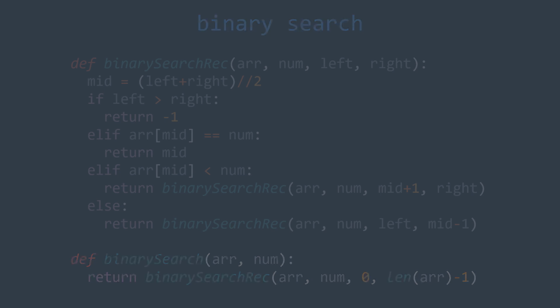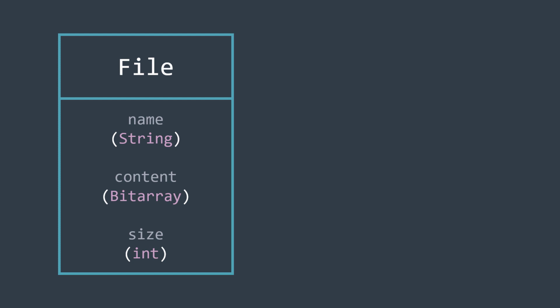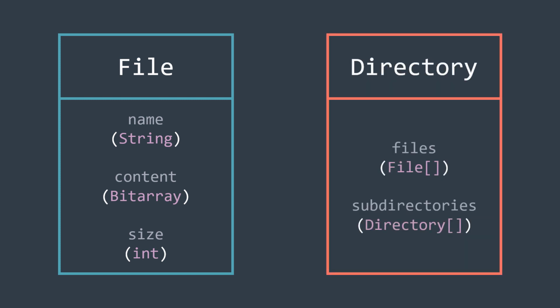Last example, the file system. We said that we have a file system and we want to get the total size, knowing that the size of a directory is the sum of sizes of files and subdirectories inside it. If we oversimplify the definition of a file and a directory, we can say that a file is made of its name, which is a string, its content, which is an array of bits, and its size, which is an integer that represents its size in bytes. And a directory is made of an array that contains files inside it and another one that contains subdirectories inside it. Now we can start.